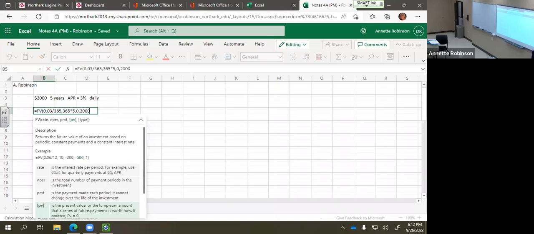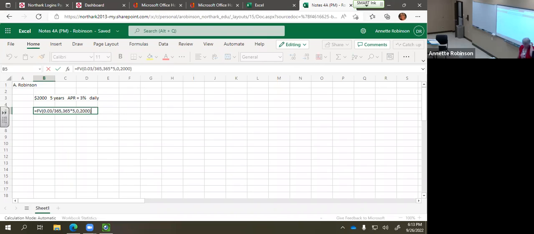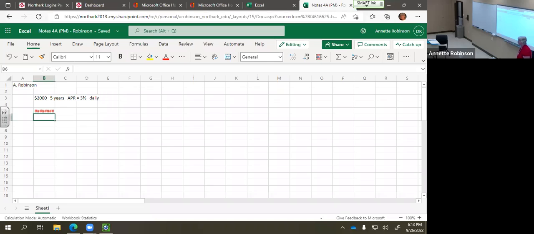Again, I am through with my formula. So that's the numbers we're putting in. We put in the 0.03 divided by 365 days. We put in the 365 days times the 5 years. We put in a 0 payment. We put in the $2,000 principal. When I hit enter, what's going to happen though is I don't get an answer. I get these number symbols. The reason why is I've got to format what I want.